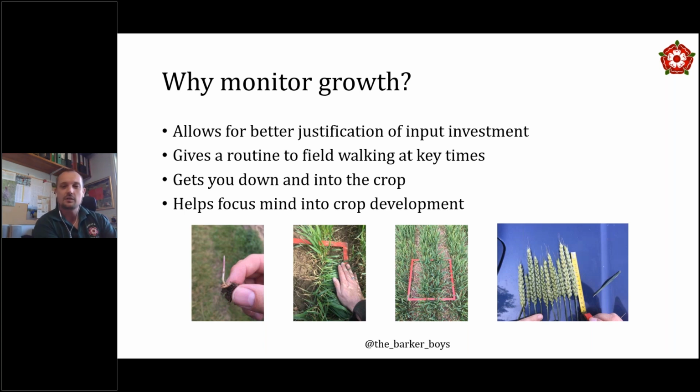And we then learned over a couple of years. I've been doing this for 4 years now, and learned how I could use the information that I was getting to actually adapt my investment of inputs.